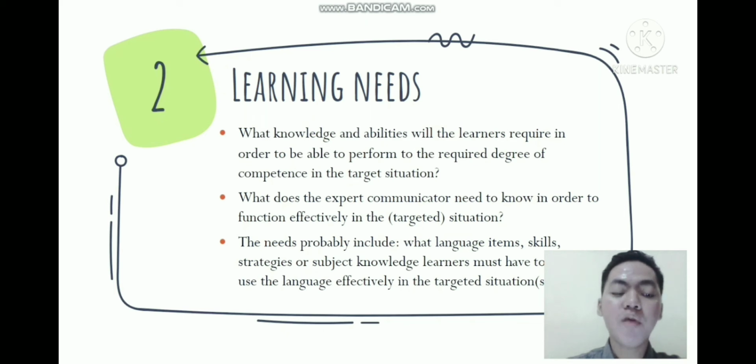There are formal and informal ways of identifying your learning needs. There are two questions in the learning needs. The first is, what knowledge and abilities will the learners require in order to be able to perform to the required degree of competence in the target situation? And the second is, what does the expert communicator need to know in order to function effectively in the target situation? And the answer is, the needs probably include what language items, skills, strategies, or subject knowledge learners must have to be able to use the language effectively in the target situations.